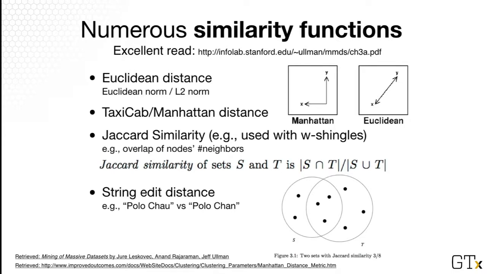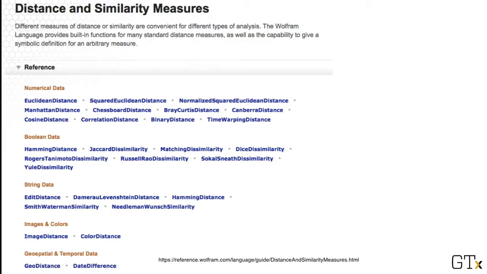If you want to compare two pieces of string, like Polo Chow and Polo Chen, you may want to try string edit distance, which measures how many textual transformations you need to do to convert one string into the other. The transformations include adding a character, deleting a character, or replacing a character. The more transformations you need to do, the less similar your two strings are. As mentioned before, there are many more measures you may want to try. For example, in MATLAB alone, there are already tens of measures, so go try them out.